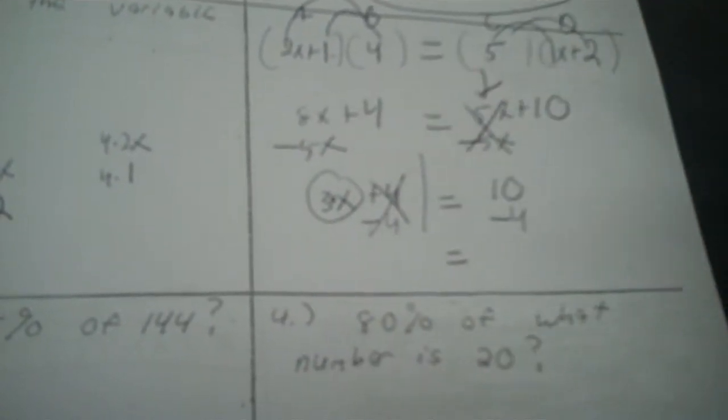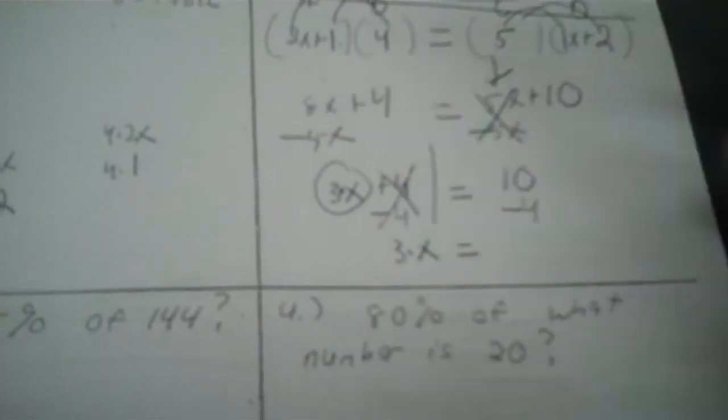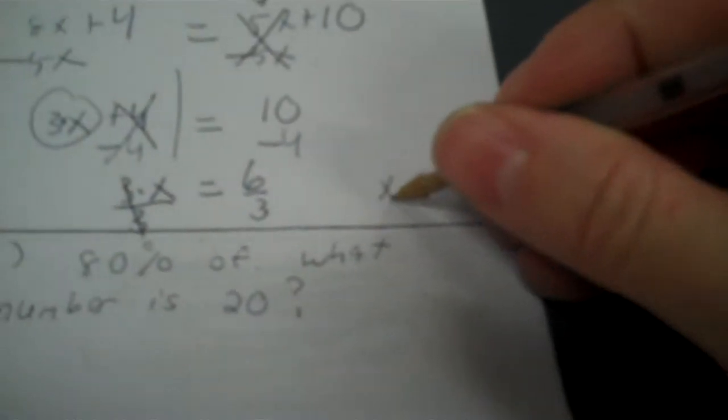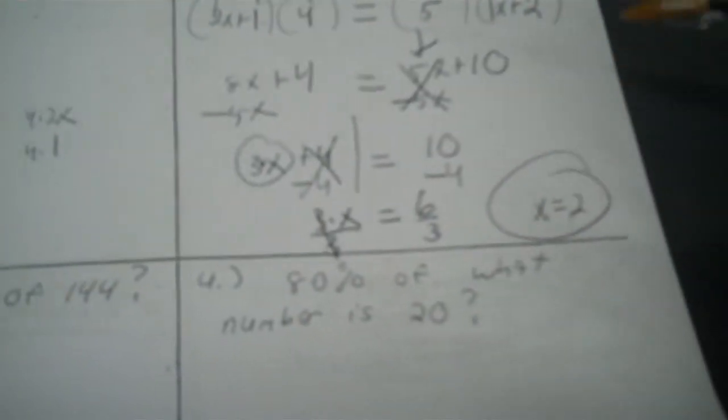Line up your equals. You got 3 times x, and then 10 minus 4 is 6. Okay, then I see we got times, so I do the opposite, which is divide. So 6 divided by 3 is 2, because 3 times what? 6, it's 2.